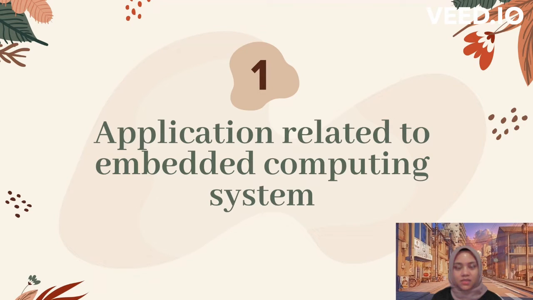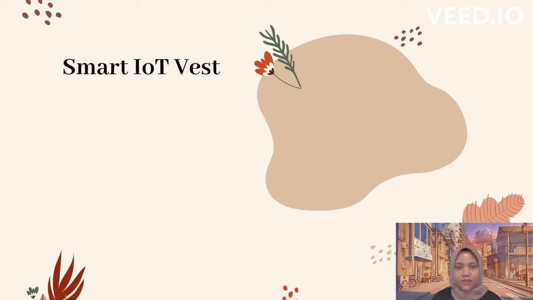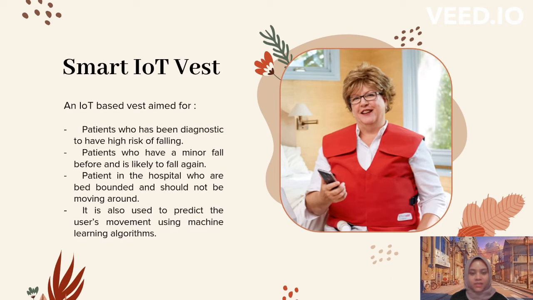So the application we chose that is related to embedded computing system is a smart IoT vest. This IoT-based vest is aimed for a number of people, which includes patients who have been diagnosed to have high risk of falling, patients who have a minor fall before and are likely to fall again, and patients in the hospital who are bedbounded and should not be moving around. An example of these patients can include senior citizens and many more. This vest is also used to predict the user's movements using machine learning algorithms.